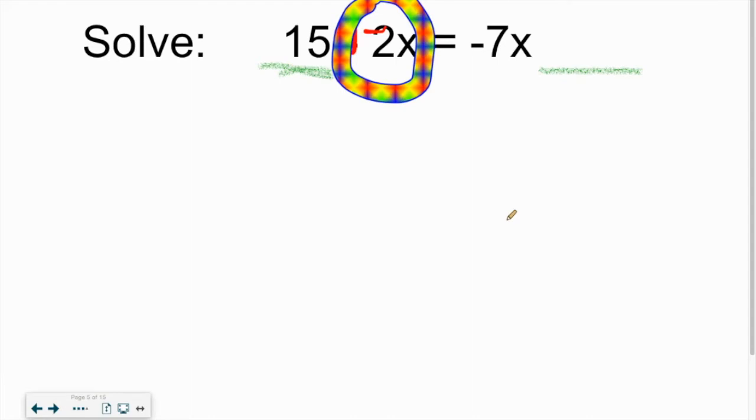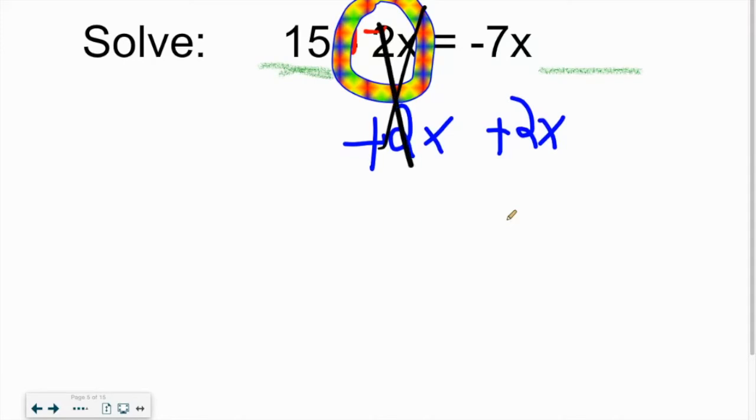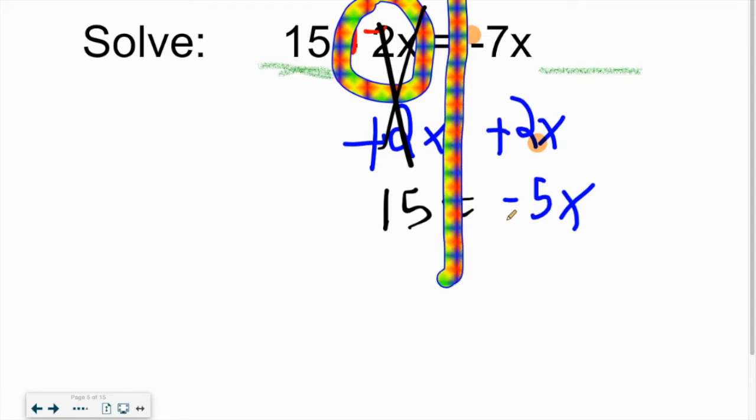In order to get rid of adding a negative 2x, we're going to add a positive 2x to both sides. Why did we do that? Again, because when we do that, the positive 2x and the negative 2x cancel, and you're left with 15 on the left side equals, watch your signs, this is a negative 7 plus a positive 2, calculator or mental math approved, gives you a negative 5x. Notice how everything has been staying nice and lined up, those equal signs staying lined up and down.